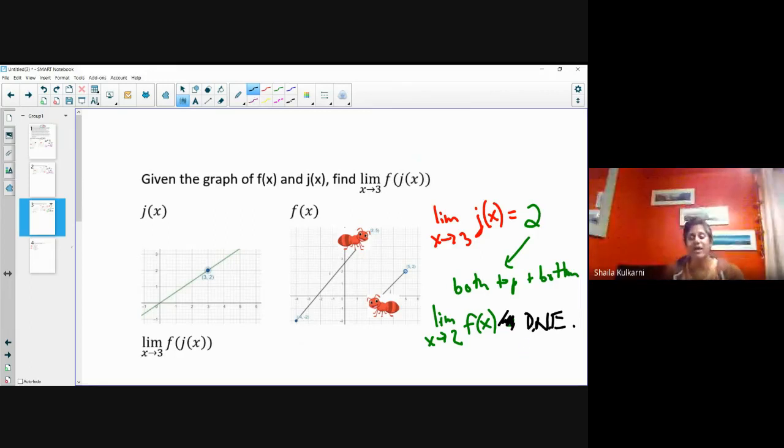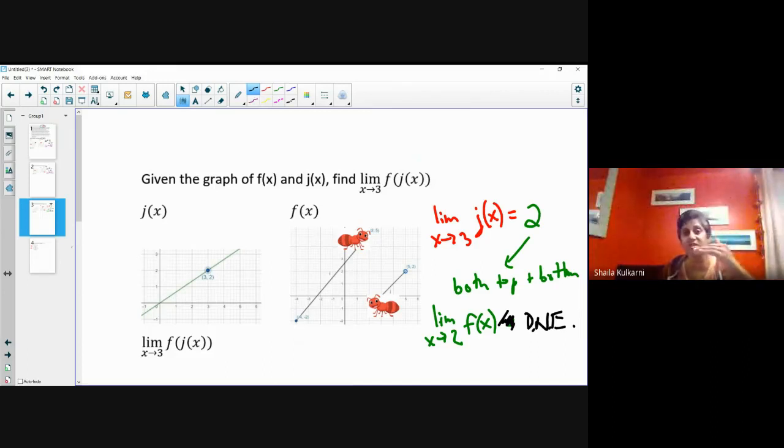Okay, so again, first, have to recognize I have a composition function. Do the limit of the inside, get an answer, analyze that answer, because that's going to influence how you write the notation of the next problem.